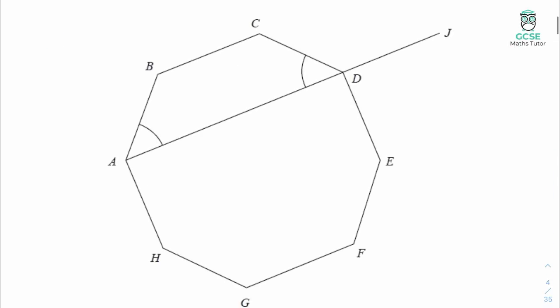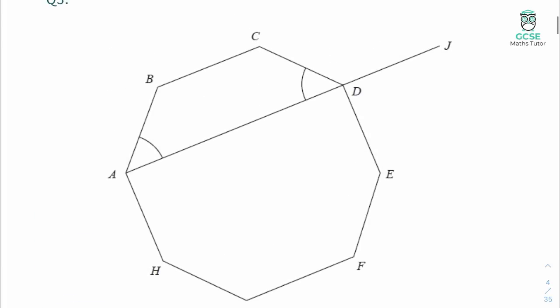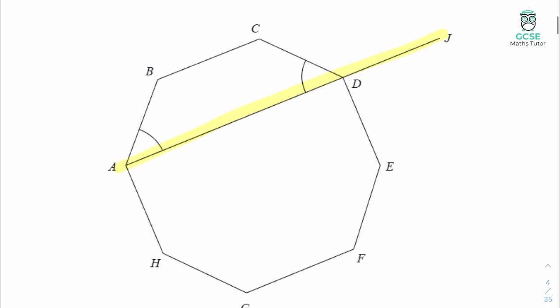Okay, so we have a polygon problem. So it says here below, it's a regular octagon. ADJ is a straight line, so that's this line here, just drawing along there. And it says BAD is equal to angle CDA. That's very nice because that's been labelled for us there as well. We've got those angle markings.